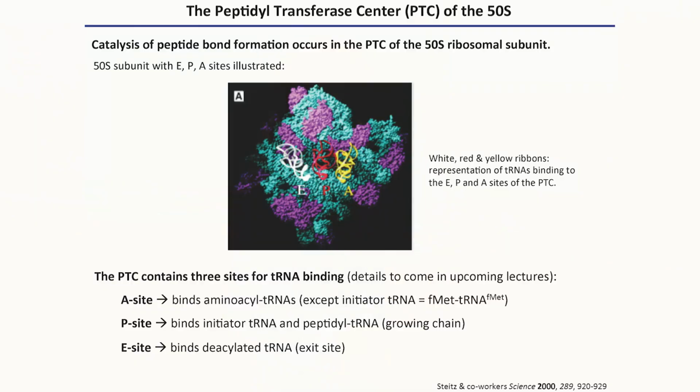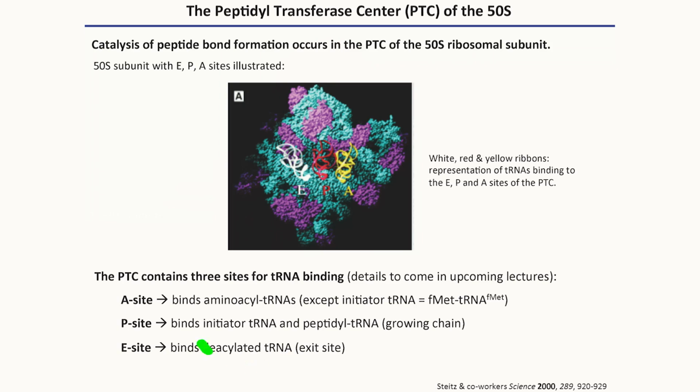Here's just an example of the 50S with tRNAs bound. So we have the 50S, we see tRNA in the E site, the P site, and the A site. And so what are these three sites? Effectively, their names indicate what they bind or what they do in terms of these letters.